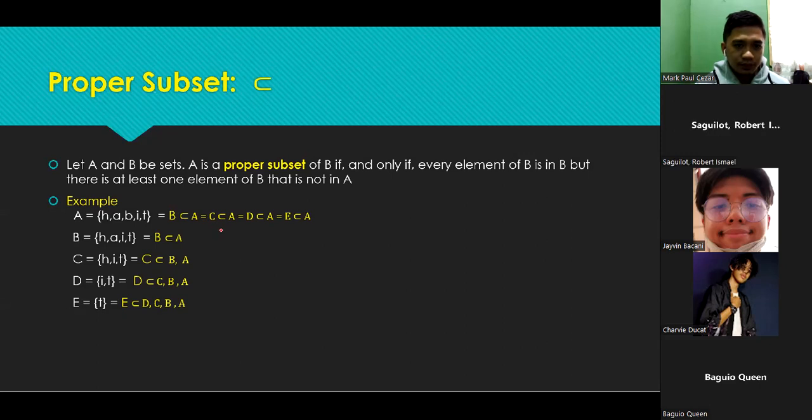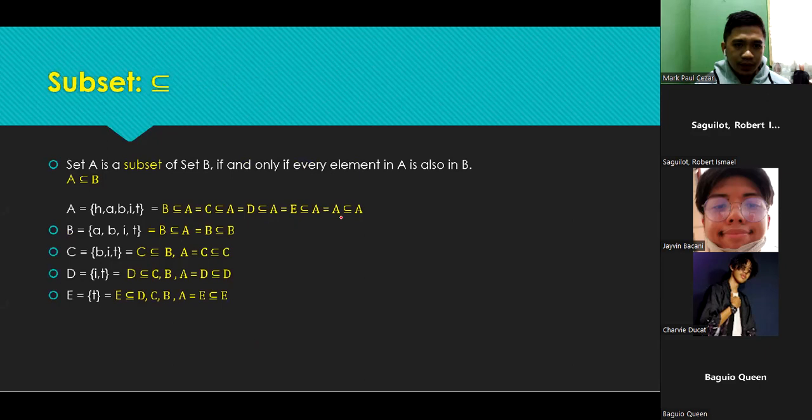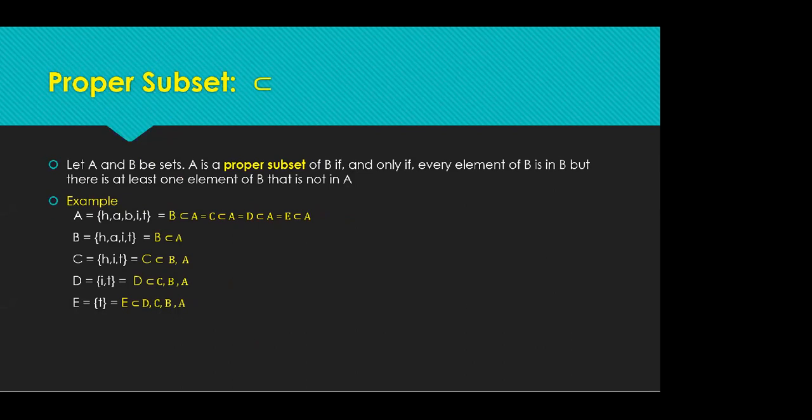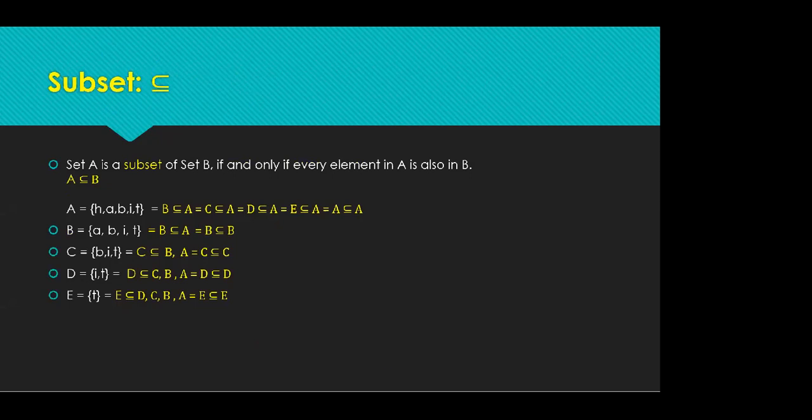Yes, sir. And the other difference that you will see here is that a set is not a proper subset of itself, right? You don't see it here in the proper subset. That would just be available on the subset. Gets?